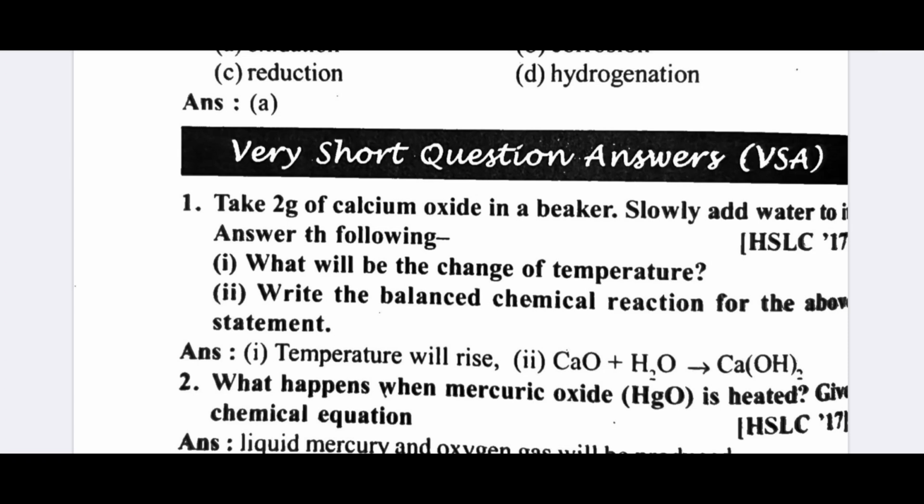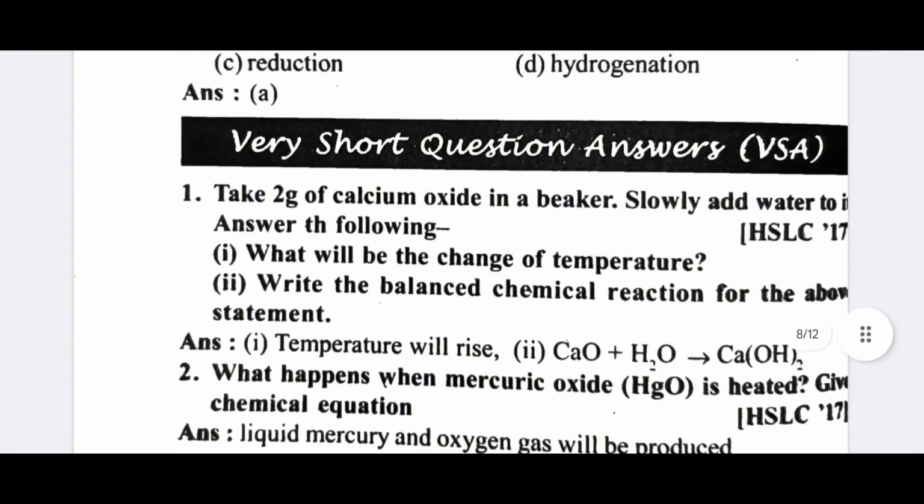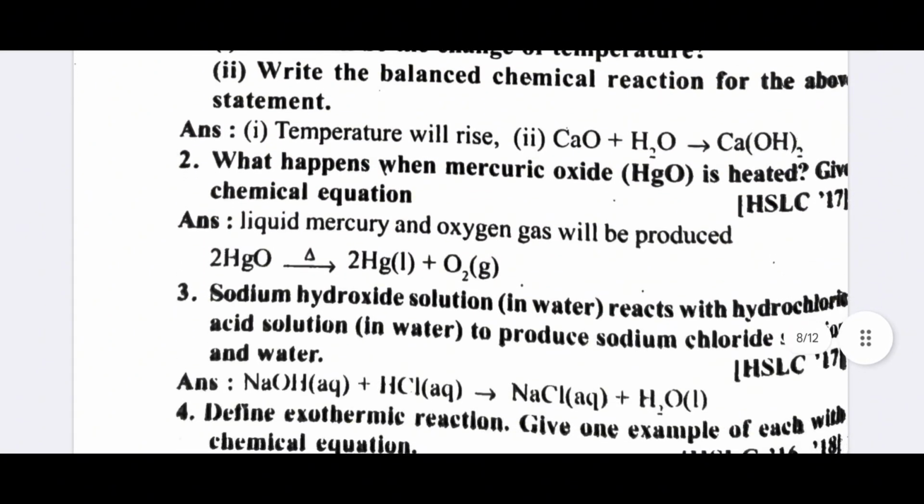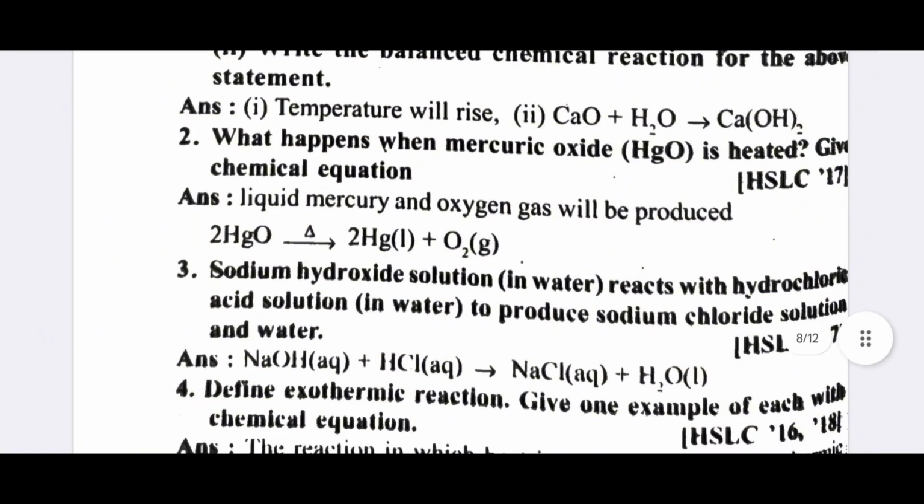What happens when mercury oxide HgO is heated? Liquid mercury and oxygen gas will be produced. Sodium hydroxide solution in water reacts with hydrochloric acid solution in water to produce sodium chloride solution in water. Sodium hydroxide plus HCl gives sodium chloride and H2O.